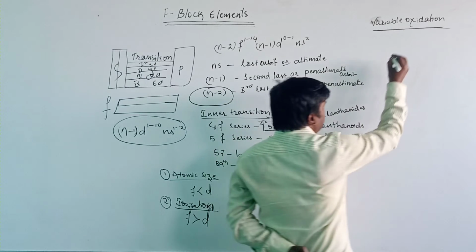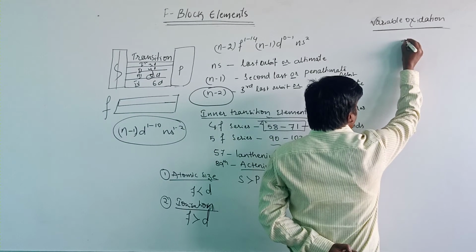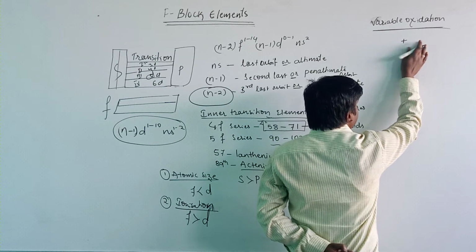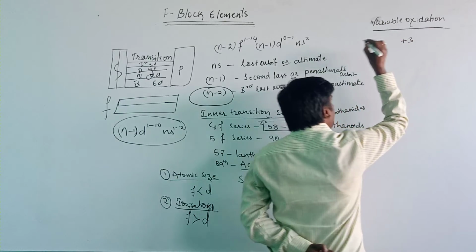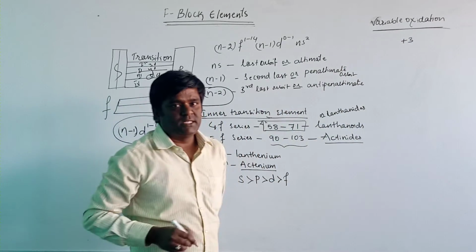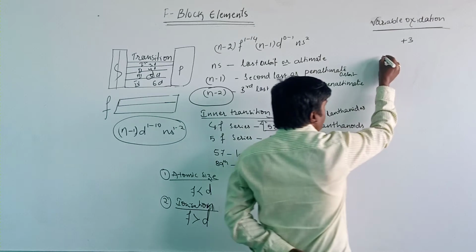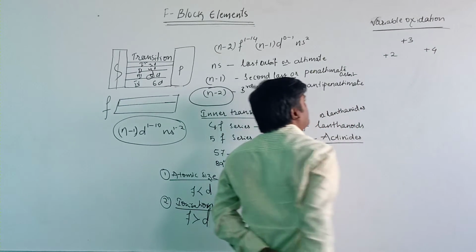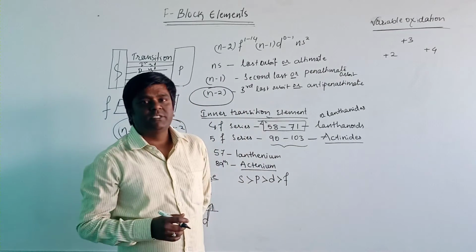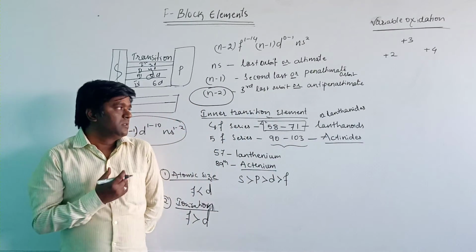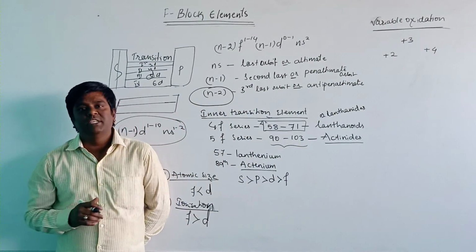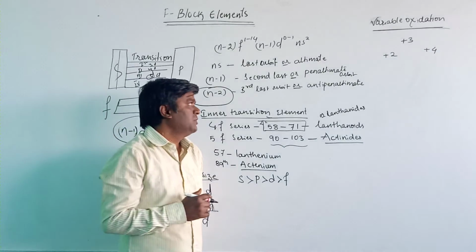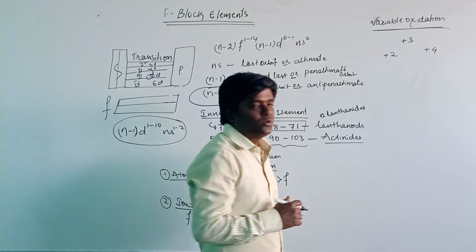The common oxidation state of the F block elements is +3. Sometimes they will show the +2 and +4 oxidation states. The common oxidation state of the F block elements is +3, and sometimes they show +2 and +4.